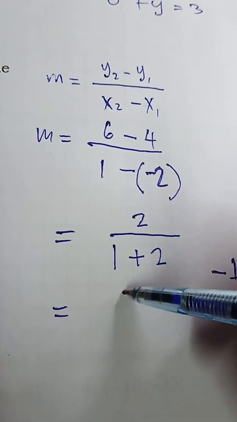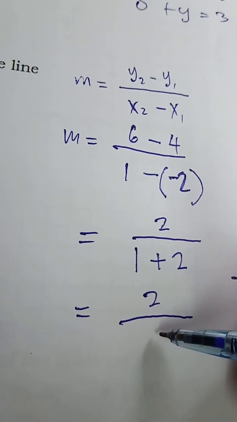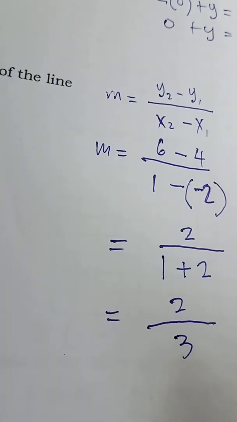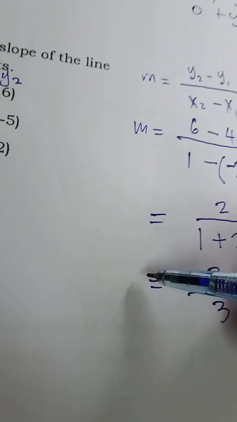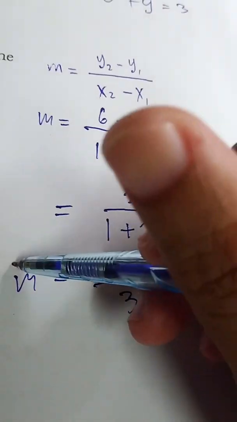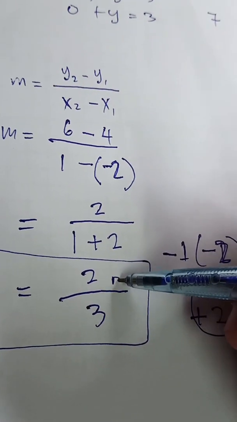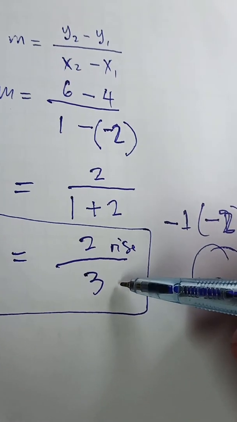Alright, so 2 over 1 plus 2 is 3. Okay, so our slope is 2 over 3. Okay, 2 is the rise, right? Then 3 is the run.